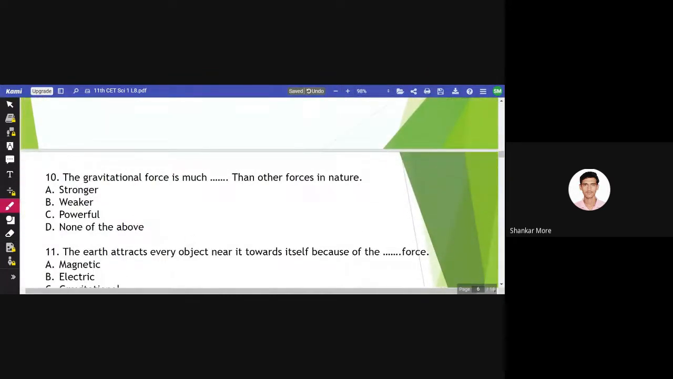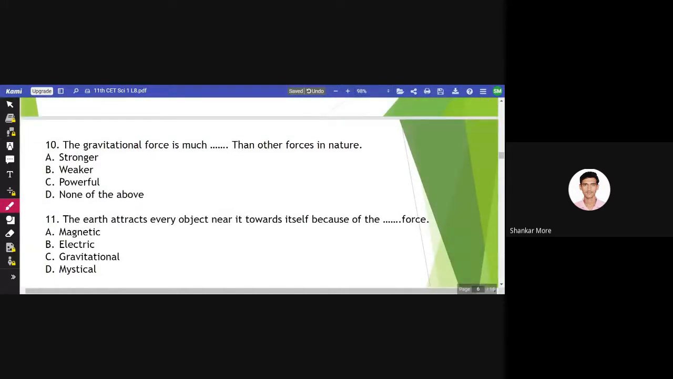Let's take the new question. Next question. The gravitational force is much dash dash than other forces in nature. Whether it is stronger, weaker, powerful, or none of the above, it is weaker. Right? It is weaker as compared to other forces in nature, but it is a long distance force.